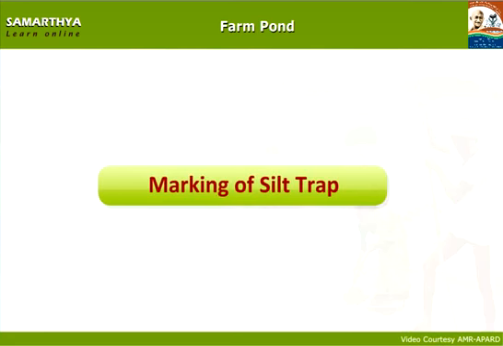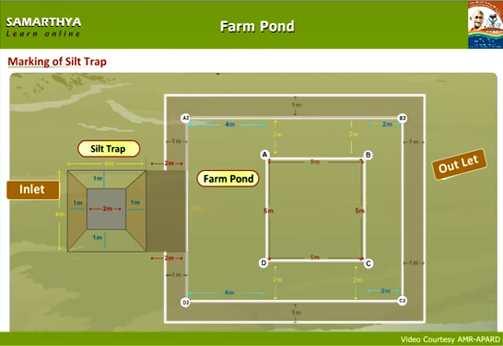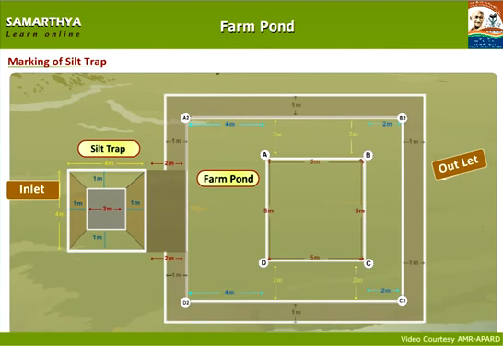Marking for the silt trap. At the inlet side of the pit, that is, in the middle of the A2 D2 line, measure 2 meters and mark in the same fashion as the farm pound, according to the estimation of the silt trap, and apply lime powder. The middle line should be equal on both sides between the silt trap and the farm pound.